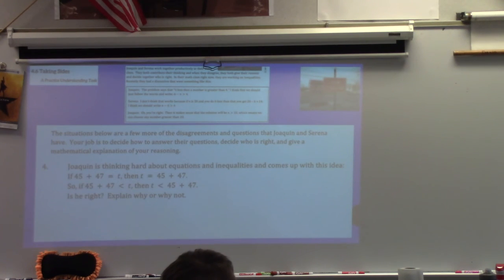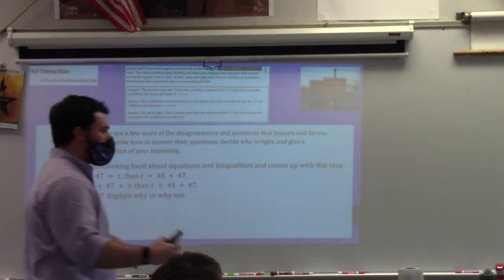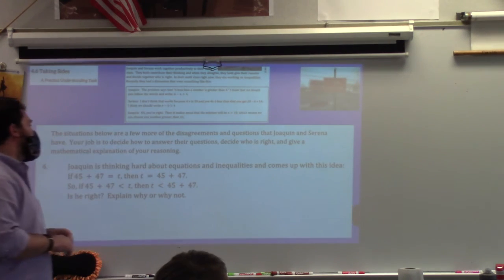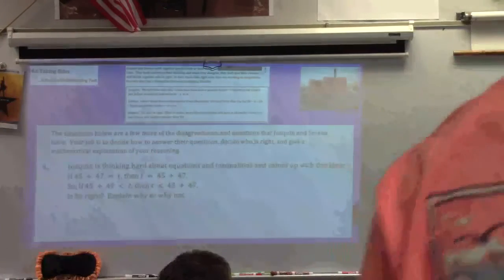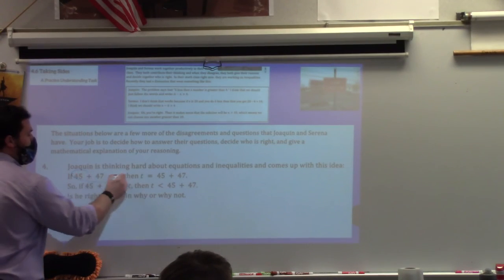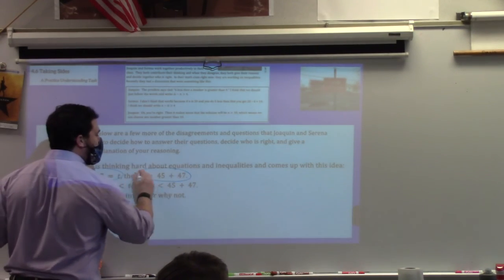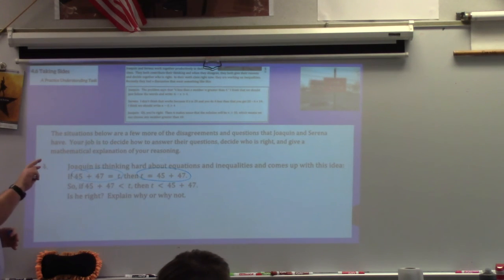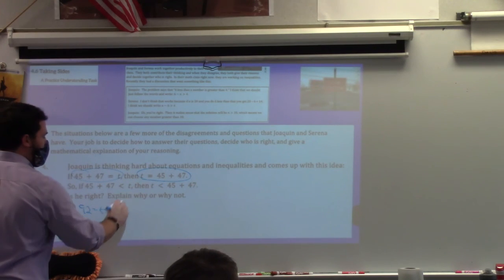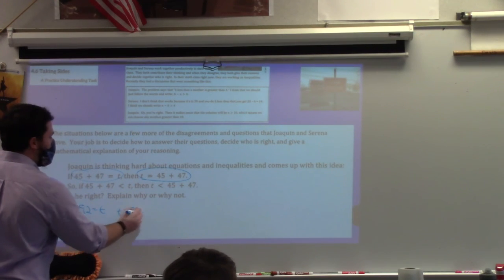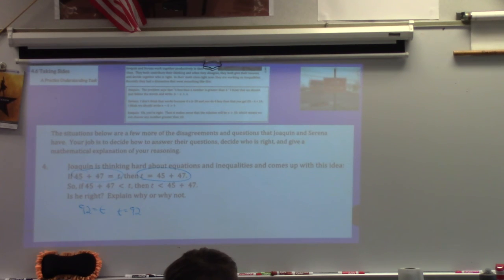Y'all got to number 4? Okay, let's quickly go over 4 so that we're all on the same page, and then you'll start on number 5. So Joaquin is thinking hard about equations and equality and comes up with this idea. If 45 plus 47 is equal to t, then t is equal to 45 plus 47. Can you just flip it around when it's an equation? Yeah, notice that's 92 is equal to t versus t is equal to 92. It doesn't matter, you're saying t equals 92, right?